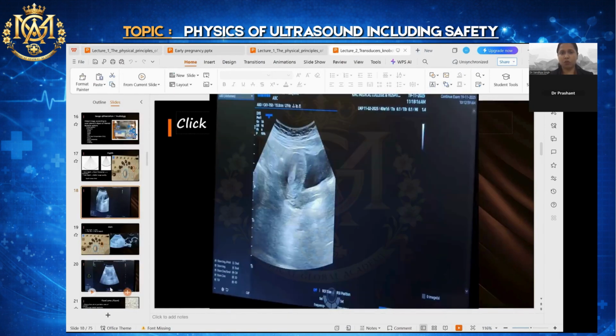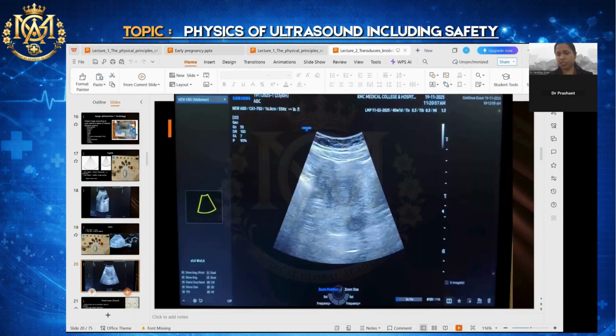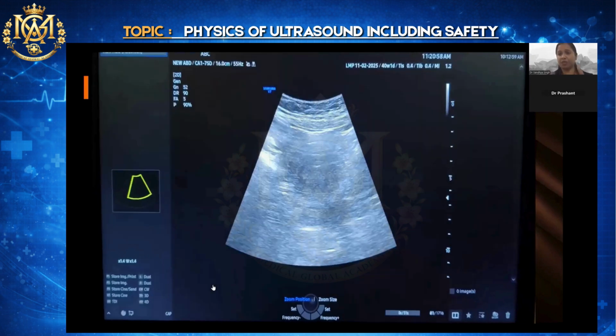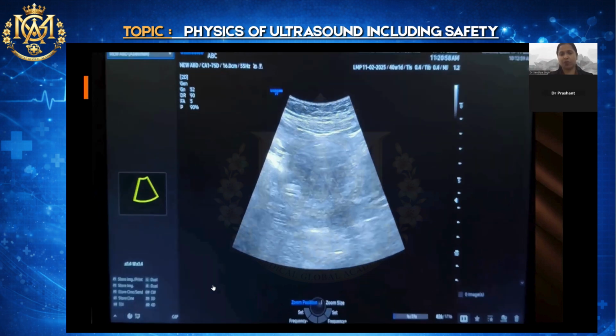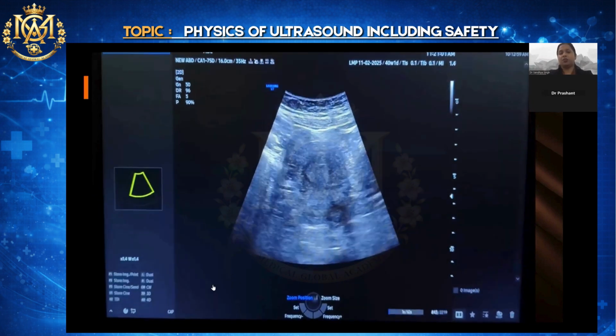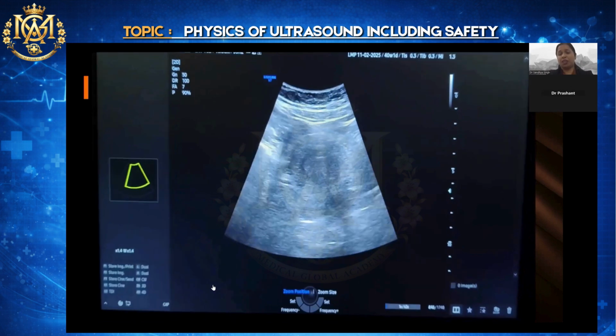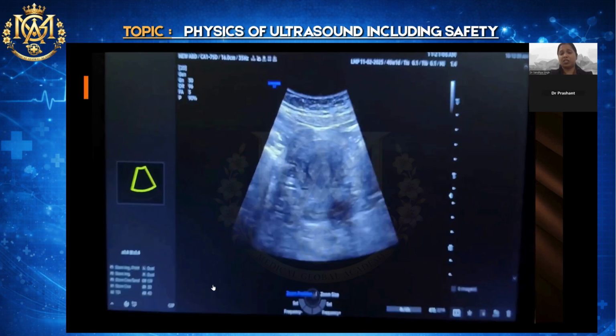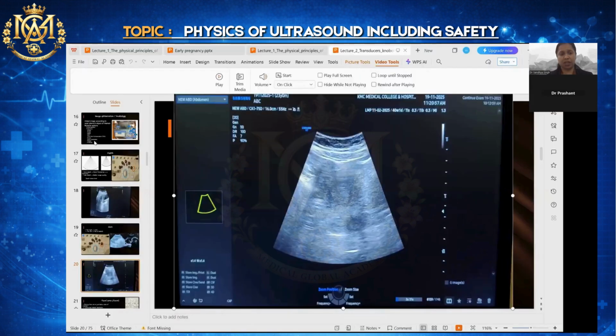Now, this is the video of adjusting the gain for the patient. For example, you want to adjust the gain. What do you mean by gain? Brightness. Just watch this video. Just see, this is a uterus of a very obese lady. You're not getting clear margins, but still see, just increasing and decreasing the gain, how the clarity of this uterus is changing. I hope you all appreciated that.